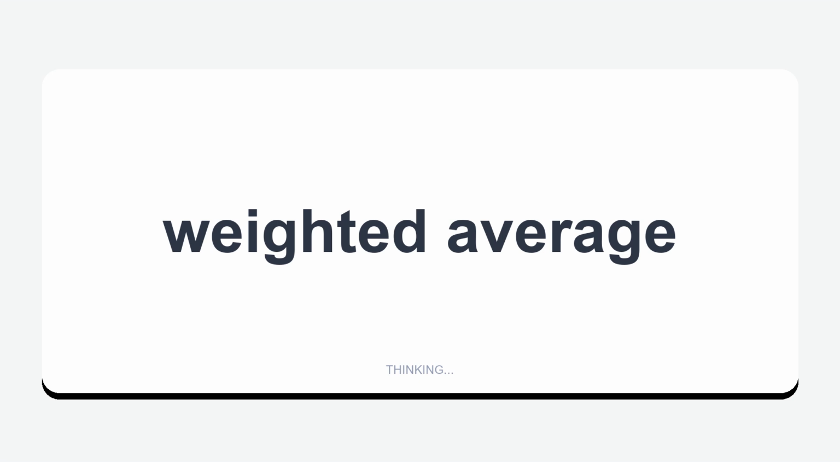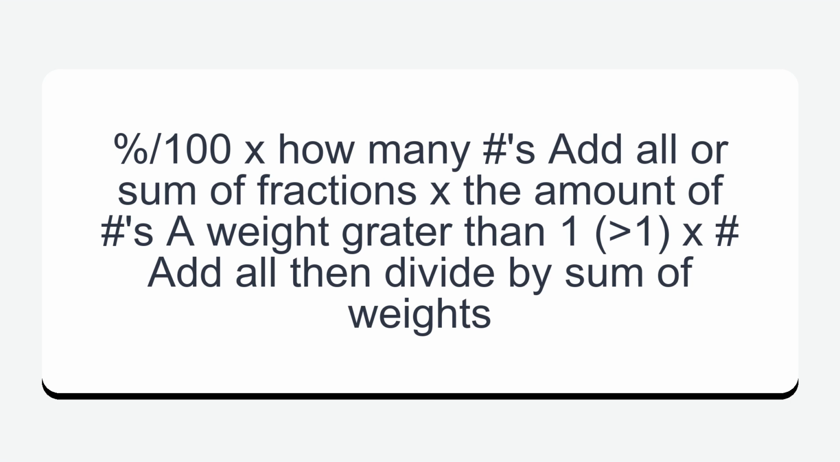Weighted average: percent/100 × how many items, or sum of fractions × the amount of items. For a weight greater than 1, multiply by the number of items, add them all, then divide by the sum of weights.